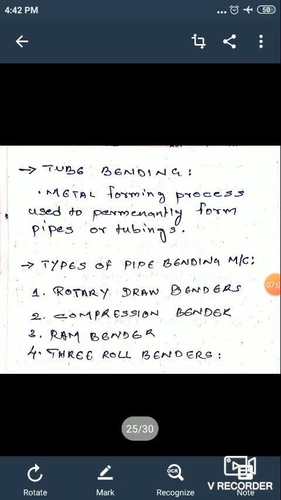These stress conditions cause thinning and elongation of the outer wall, and thickening and shortening of the inner wall. So we can say that the outer walls are thinned and elongated, while the inner walls are thickened and shortened.